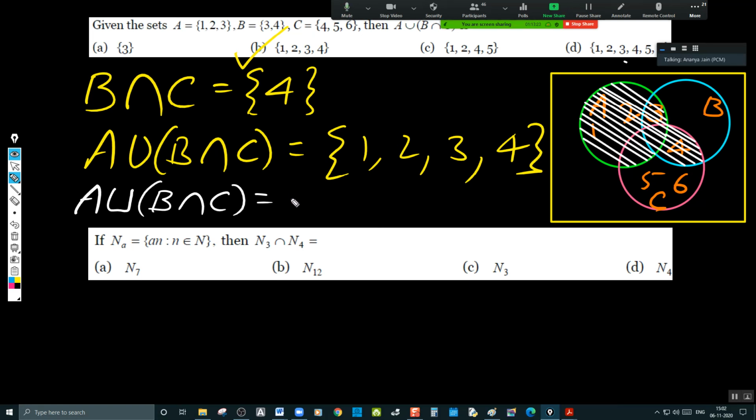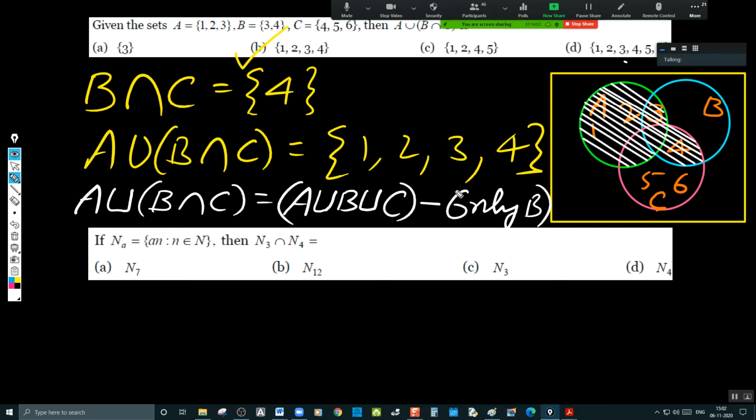Yes, sir. So what I'm doing now, I'm taking it as A union B union C. What is the meaning of A union B union C? The entire green circle, blue circle, and the pink circle, all will come. But I don't want only B and only C. That means I have to subtract only B, minus only C.